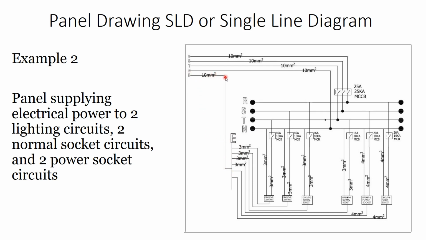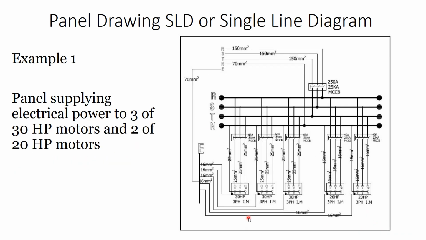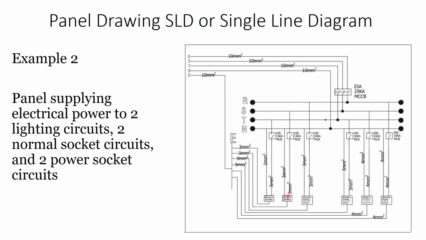So the earthing of the panel goes to here, and the earthing of each of these circuits goes to the same one, similar to the motors here. This one is the earthing for the lighting circuit. So in this example we have a panel supplying electrical power to two lighting circuits, two normal socket circuits, and two power socket circuits.